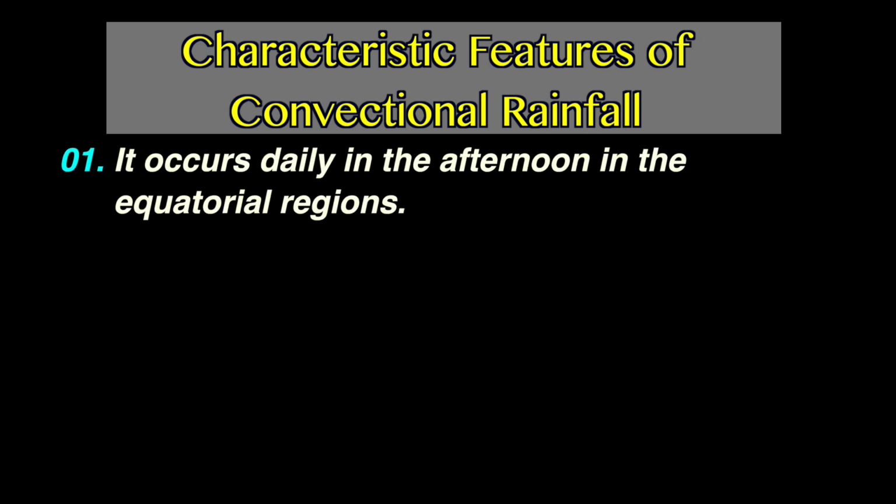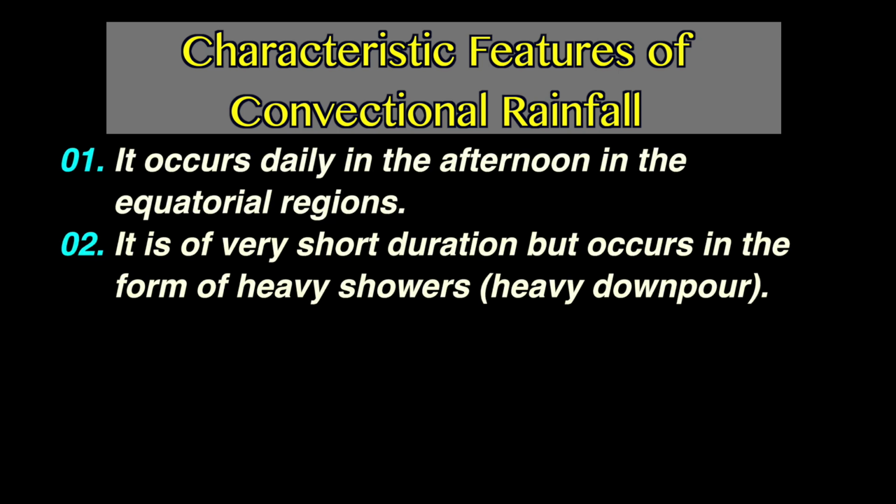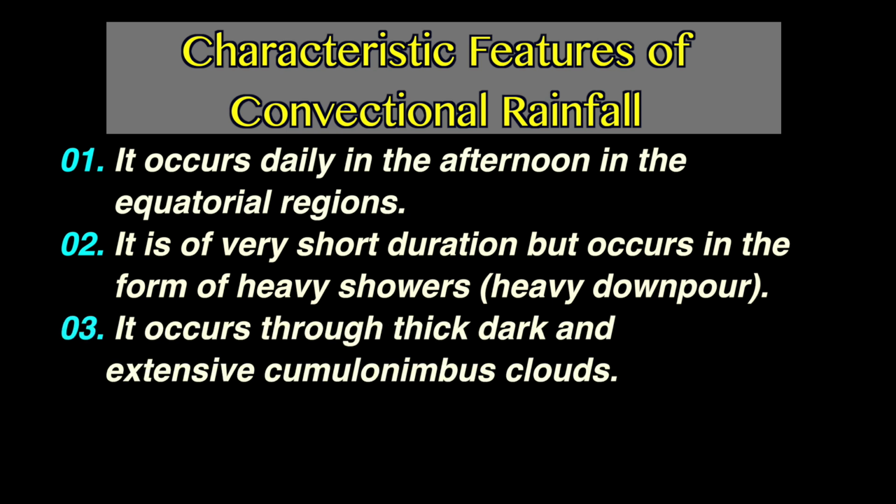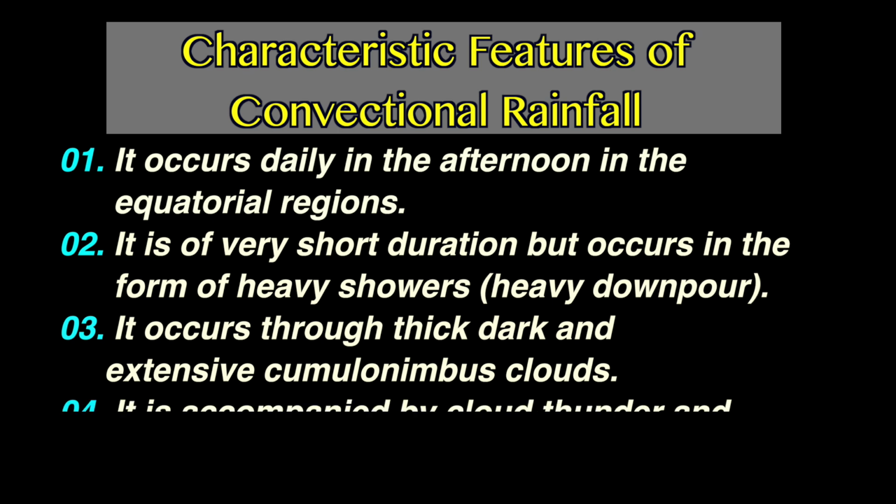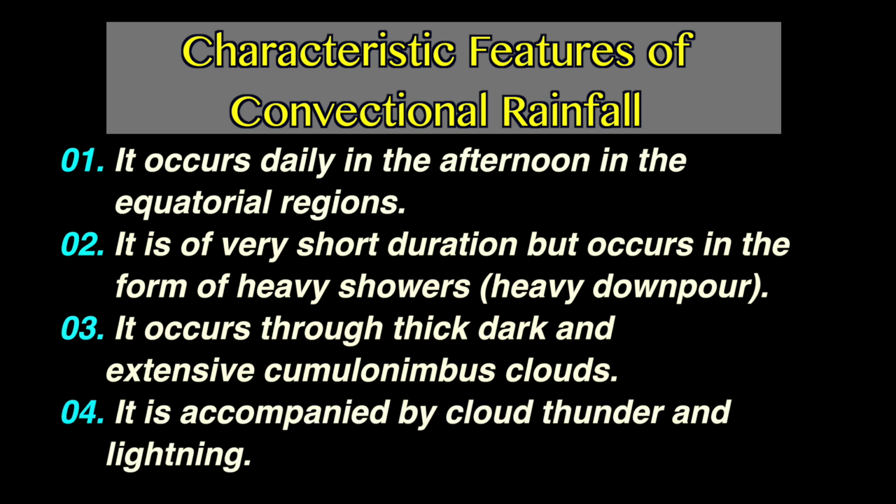Convectional rainfall also occurs in the tropical, subtropical and temperate regions in the summer months and in the warmer parts of the day. The following are the characteristic features of convectional rainfall. It occurs daily in the afternoon in the equatorial regions. It is of very short duration but occurs in the form of heavy showers, heavy downpour. It occurs through thick, dark and extensive cumulonimbus clouds. It is accompanied by cloud thunder and lightning.